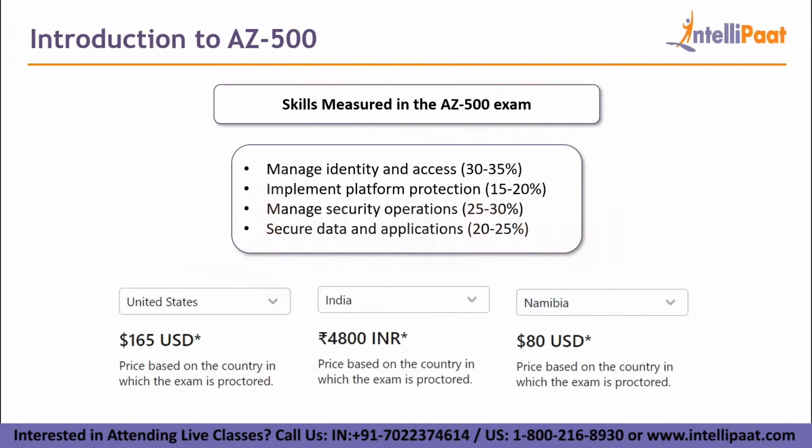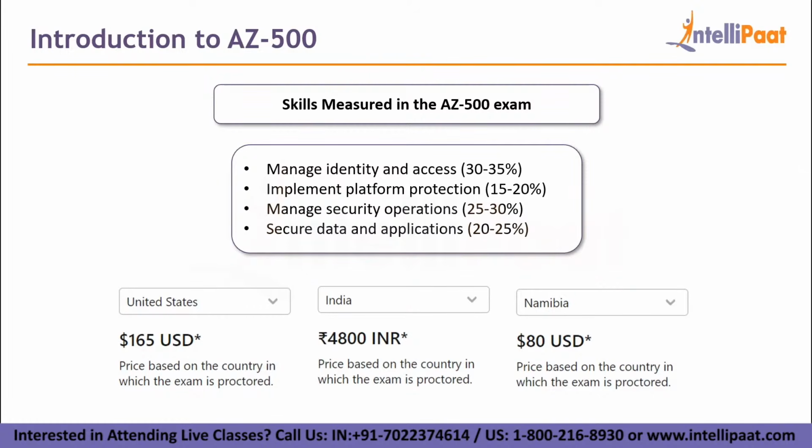So now let's look at the skills measured. The first one is manage identity and access, and then implement platform protection, then manage security operations, and finally secure data and applications. The most asked questions would be from the first module, that is manage identity and access. You can see on the right side of the point, there is a percentage written, that is 30 to 35%. So let's say there are 100 questions. Then 30 or 35 of those questions would be from the first module, which is manage identity and access.